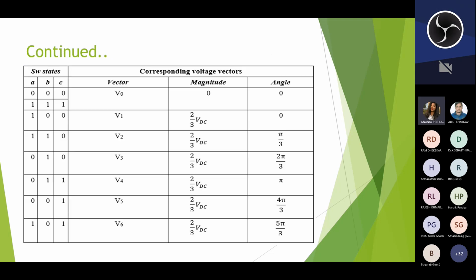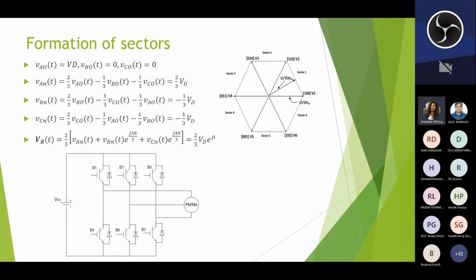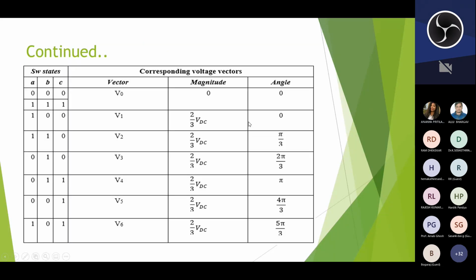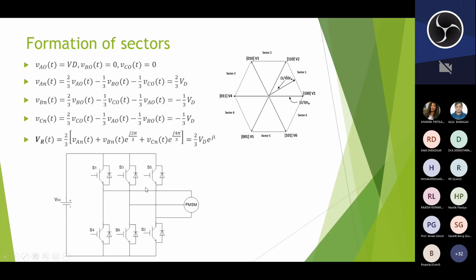Here is the summary. I have put it in a table format that I derived from these equations. Corresponding to each switching state, I have mentioned the vector name, magnitude, and the angles according to which they are rotating in the hexagon format. If we connect their peaks, it will look like a hexagon.